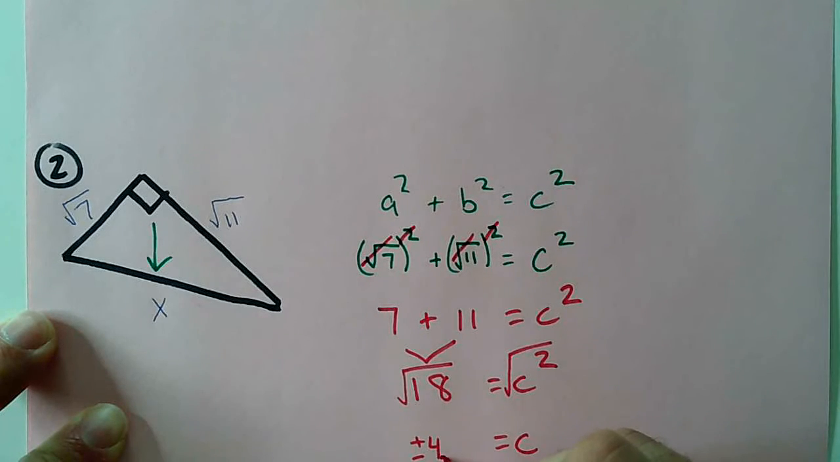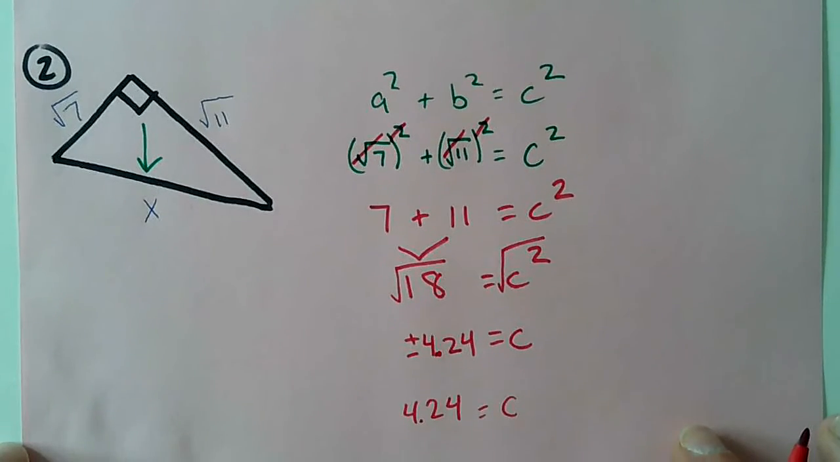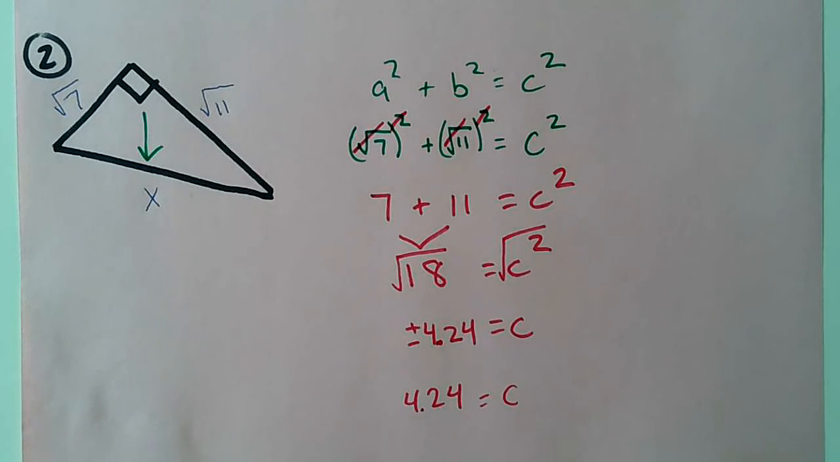So c equals 4.24. And that is using the Pythagorean theorem with radical form lengths. Hope this helps with radical form.